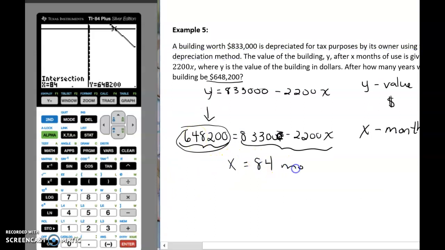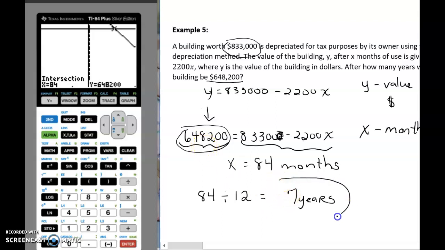But remember, we're talking about months here. The question asks for years, okay? So you basically have to convert the months to years. There's 12 months in a year, so you divide by 12. And so that's going to tell us that the value of the building was originally $833,000, but after 7 years, the value of the building is going to depreciate to $648,200. So your answer here would be after 7 years.